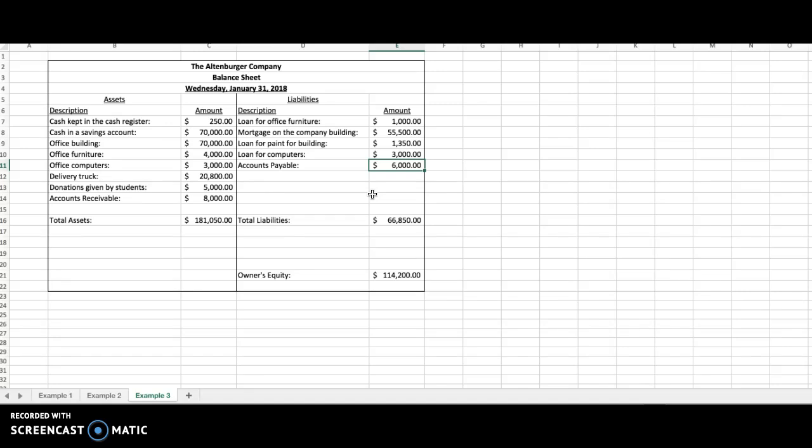So we bought something and we owe money for that. So that's a liability, something that we owe.